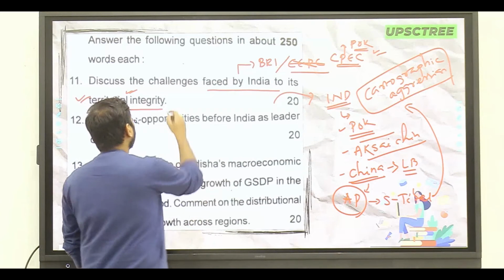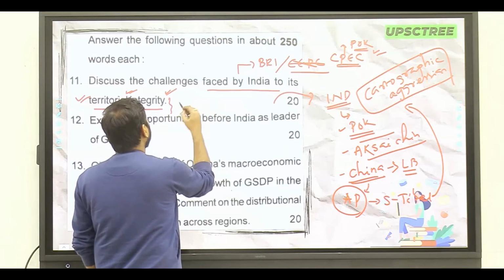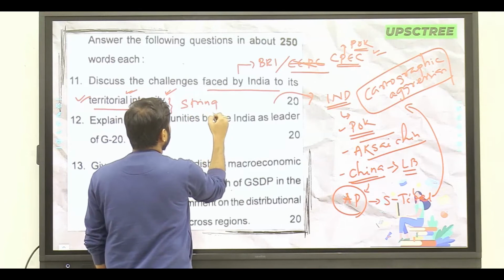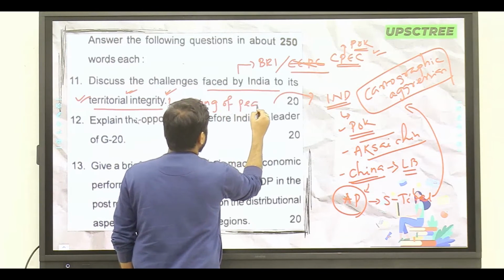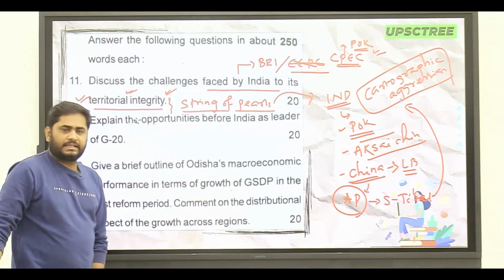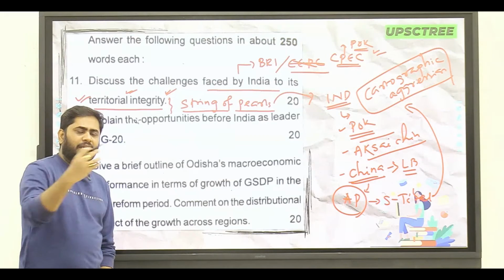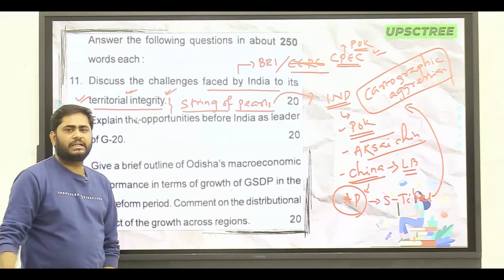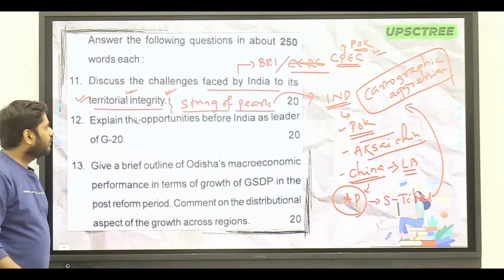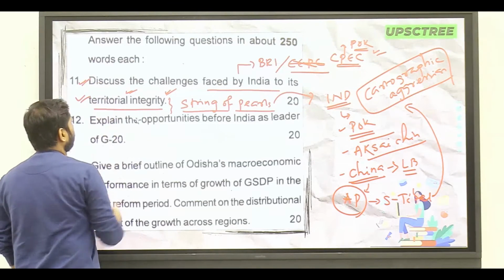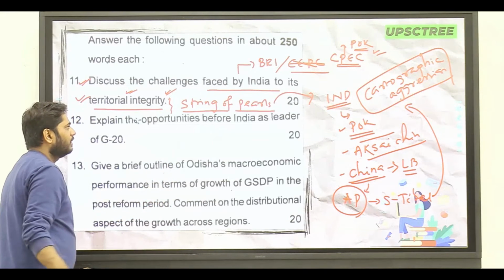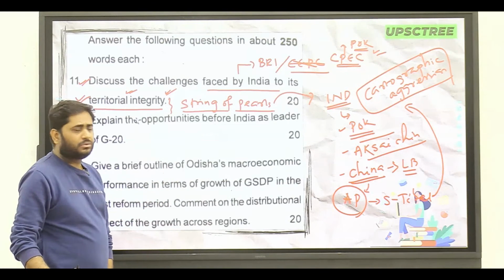Apart from that, since the question is about territorial integrity, you can talk about that string of pearls, where China is trying to have access to many of the ports in the Indian Ocean so that it can encircle India, which is a threat to India's sovereignty and territorial integrity. We can see these aspects. Okay, 20 mark question, pretty much most of the students will have studied the subject, so you can write it easily.